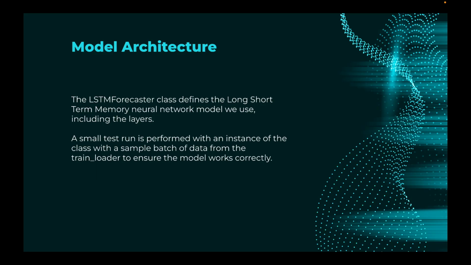Model architecture. The LSTM forecaster class defines the long short-term memory neural network model we use, including the layers. A small test run is performed with an instance of the class with a sample batch of data from the train loader to ensure the model works correctly.